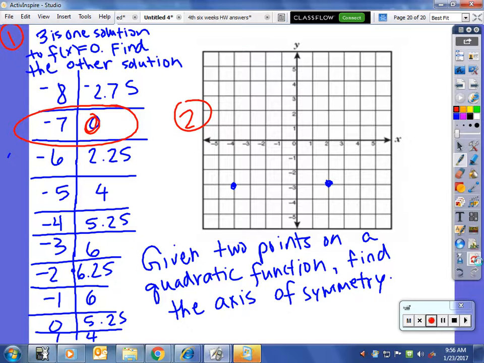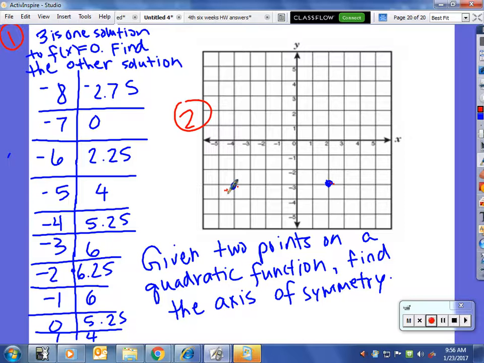All right, number 2 should not have been that bad. Okay, an axis of symmetry has to be right through the middle of a function, right? So if these 2 points are on a quadratic function, find the middle. The middle point would be right here. Now, I don't know exactly what the vertex is, but I do know where the middle of the function is. And that means I know something about the function. What is the axis of symmetry here? X equals -1. That's the vertical line that goes right through the middle of the function.